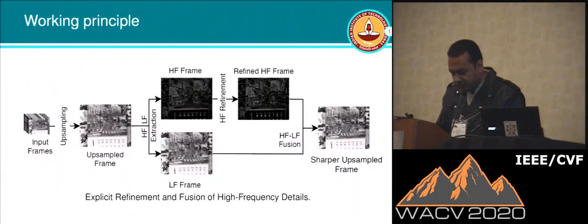Our work proposes a video super resolution network designed on the principle of explicit refinement and fusion of high frequency details. First, the network creates an intermediate upsampled frame. Next, it separates the frame into two frames with high and low frequency details. The high frequency frame is then refined and fused with the low frequency frame to generate the final prediction.